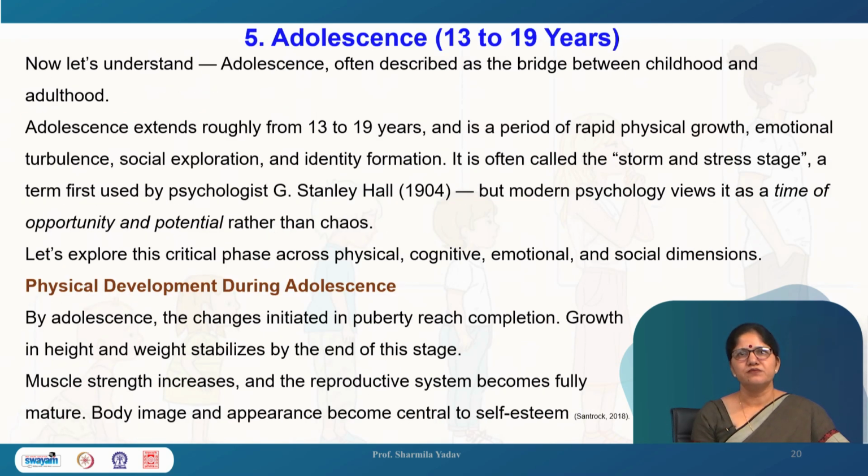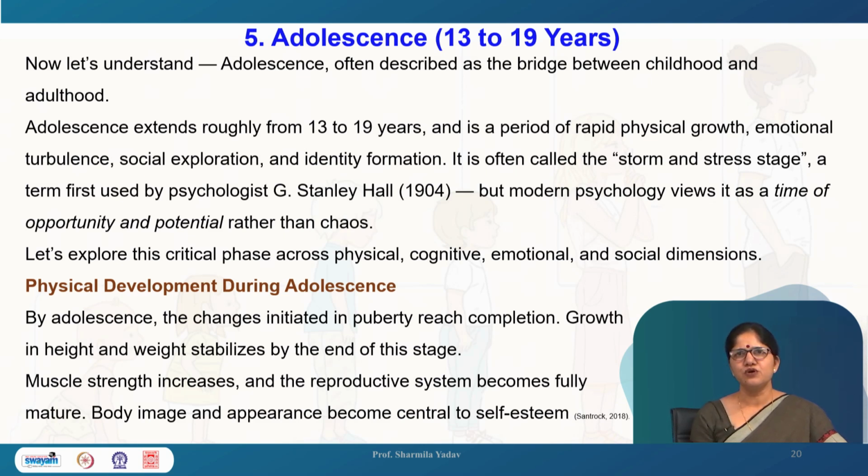Now we will see the most important stage in the life of an individual child, adolescence, from 13 to 19 years. Adolescence is often described as the bridge between childhood and adulthood. It extends roughly from 13 to 19 years. We generally say teenage, and it is a period of rapid physical growth, emotional turbulence, social exploration, and identity formation.